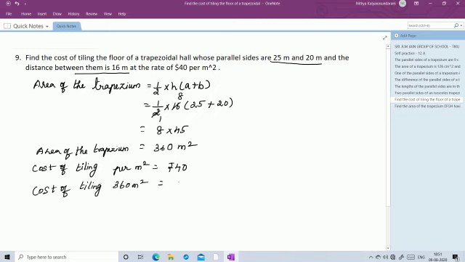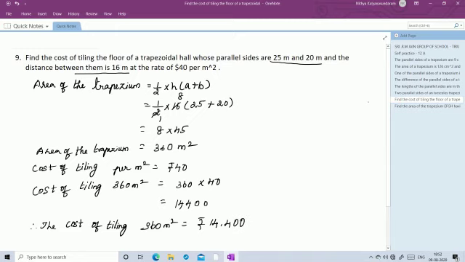Cost of tiling 360 meter square is 360 into 40. So 2 zeros, right? 2 zeros. Then 6 fours are 24, 4, then 2 is balance. 3 fours are 12, 12 plus 2 is 14. So the cost of tiling 360 meter square is rupees 14,400.